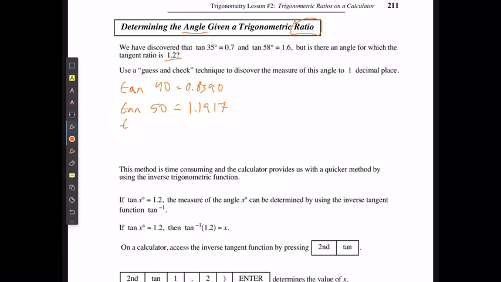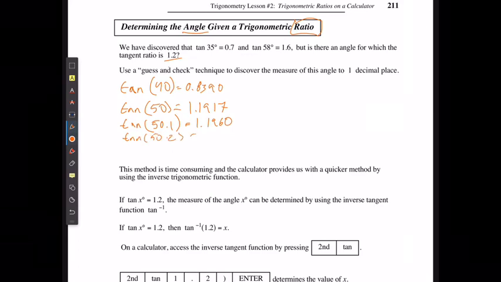I could say tan of 50.1, and that would give me 1.1960. Well, that looks very close. Tan of 50.2 would give me 1.2002, and that's as close as I'm ever going to get. So tan of 50.2 would be approximately equal to 1.2. But that's a silly way of doing it.